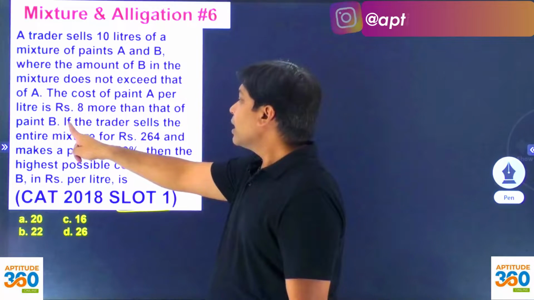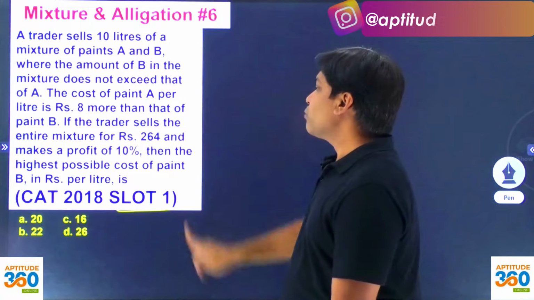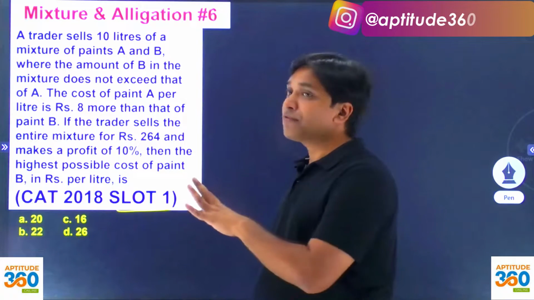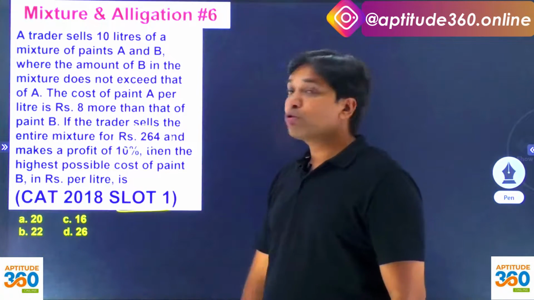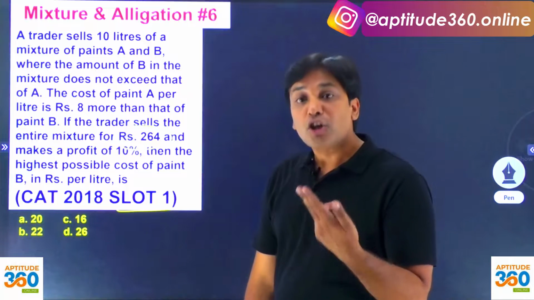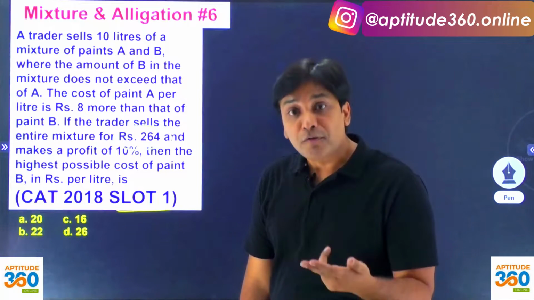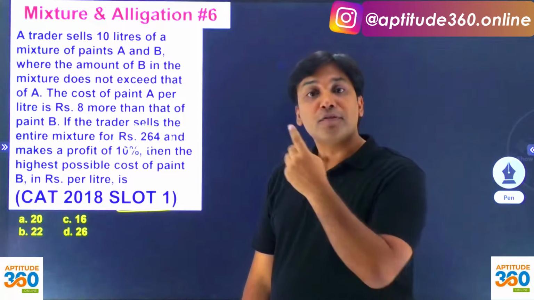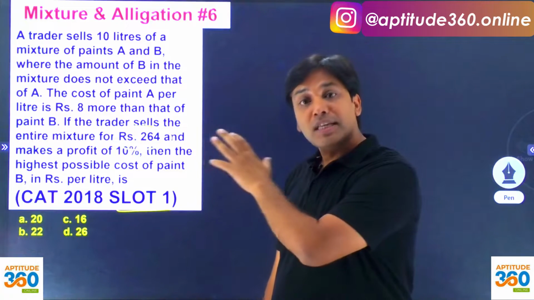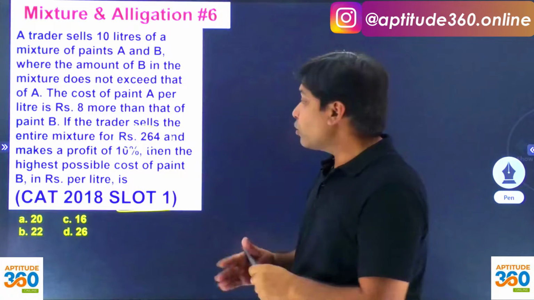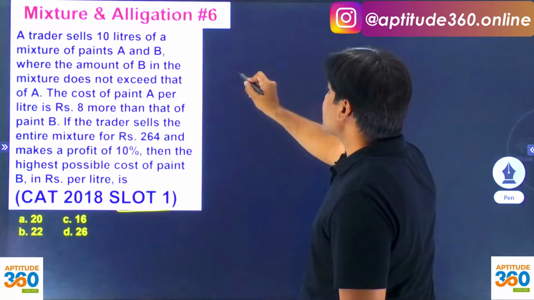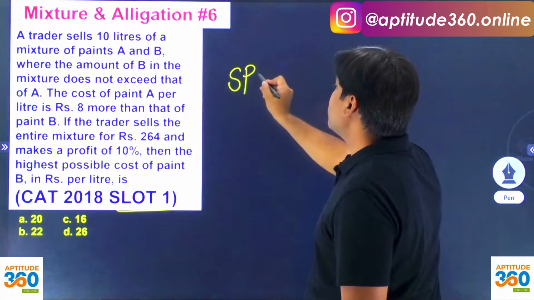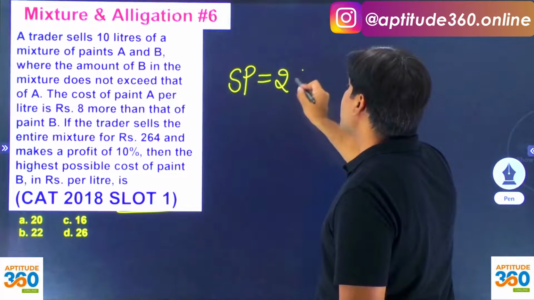अब आप ये देख लो. If the trader sells the entire mixture for rupees 264 and makes a profit of 10%, so ये 10 लीटर बेच के कितने का बेचा? 10 लीटर 264 रुपीज का, and then the shopkeeper is making 10% profit. In video number 3 of this series we discussed these kind of problems as to how you should be doing them. अब आपके पास में मिक्सचर का सेलिंग प्राइस है 264 रुपीज. So selling price has been given to you as 264 rupees.